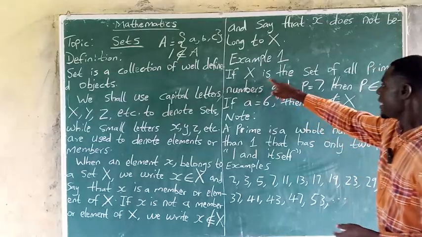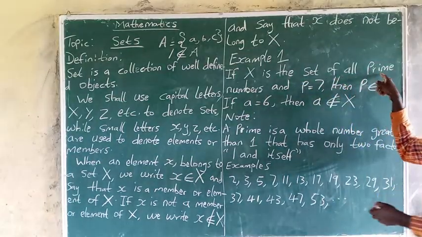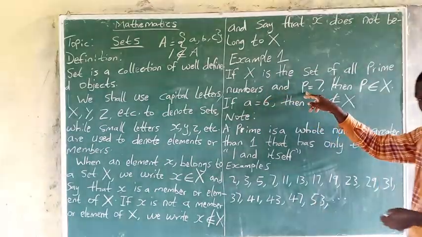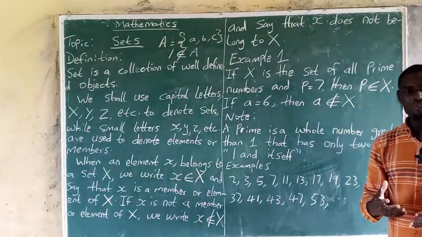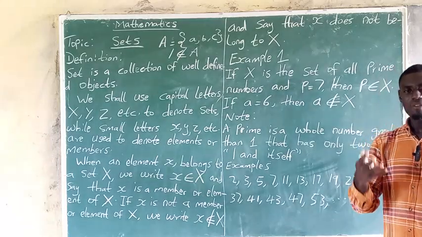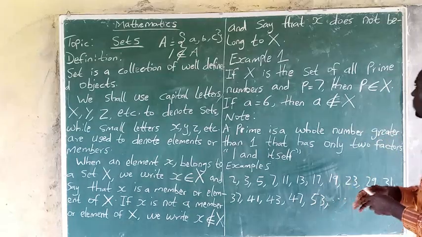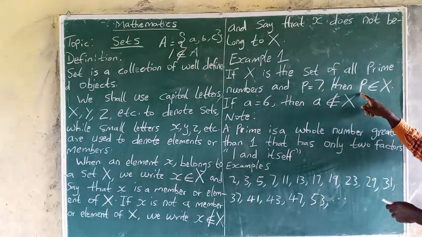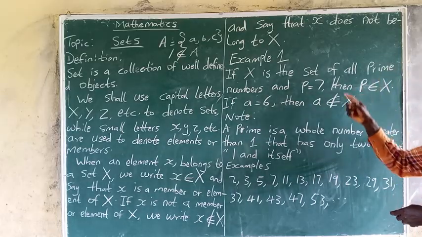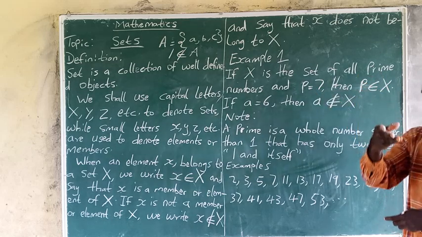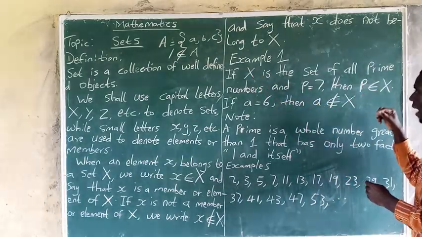Now let's check. If x is the set of all prime numbers, and p is 7, observe, p is 7. Now the question you ask yourself is, is 7 a prime number? Yes, of course, it's a prime number. Then what will you now say? Then p is contained in x. You can find p because p here is 7, a prime number, so it can be found in this set.